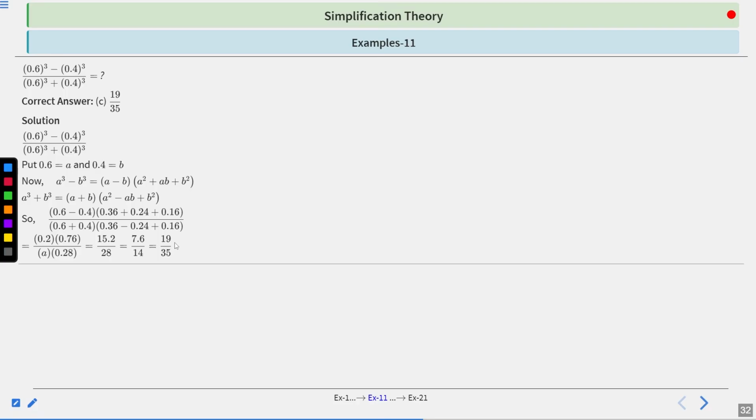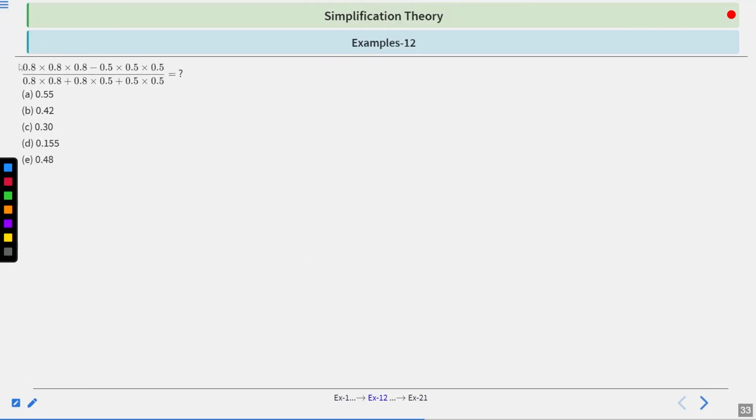Next one. 0.8 multiplying by 0.8 multiplying by 0.8 minus 0.5 multiplying by 0.5 multiplying by 0.5 upon 0.8 multiplying by 0.8 plus 0.8 multiplying by 0.5 plus 0.5 multiplying by 0.5 is equals to, we have 5 options. First one is 0.55, 0.42, 0.30, 0.115 or 0.48. These are the 5 options.